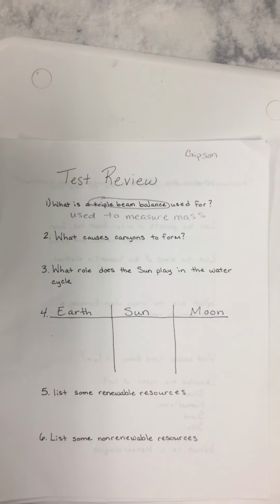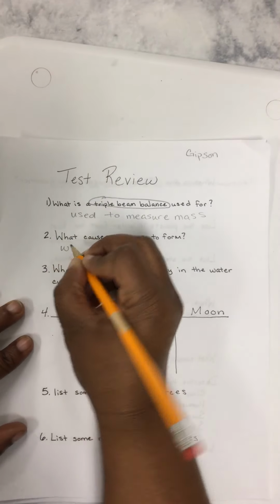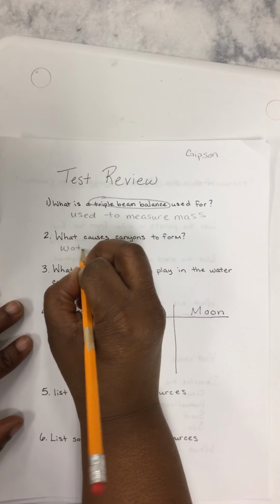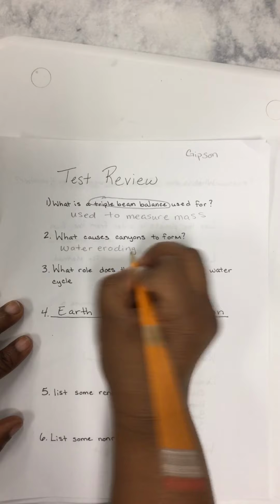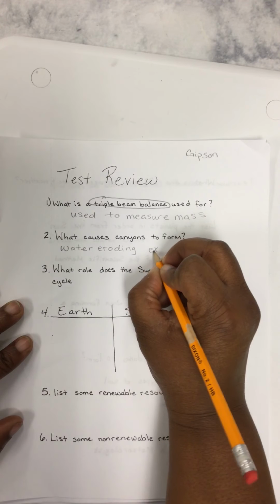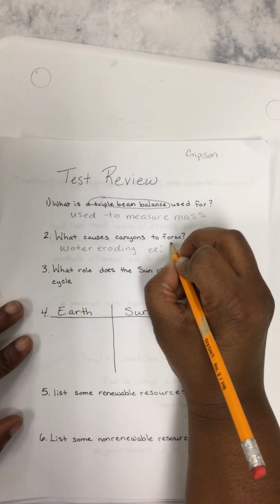If you remember when we talked about canyons, it is formed by water erosion, water eroding. One example that we often think about would be the Grand Canyon.